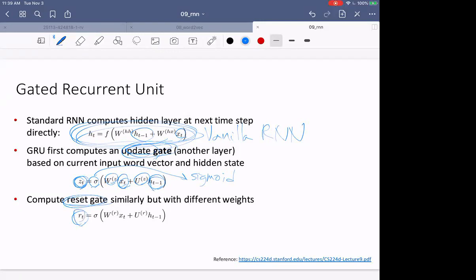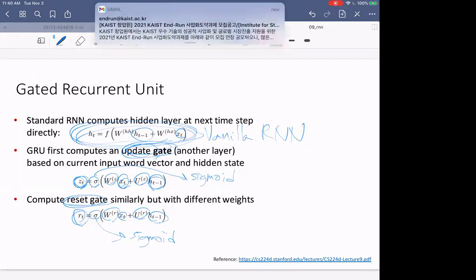Same logic for the reset gate, with almost the same equation. There's XT and HT minus 1, and then WR and UR denoting the weight matrices for the reset gate. Again, sigmoid, because the reset gate is very similar to the update gate. Semantically, 0 is resetting something, 1 is not resetting something.